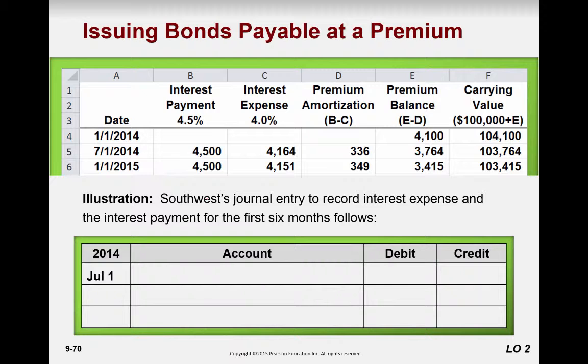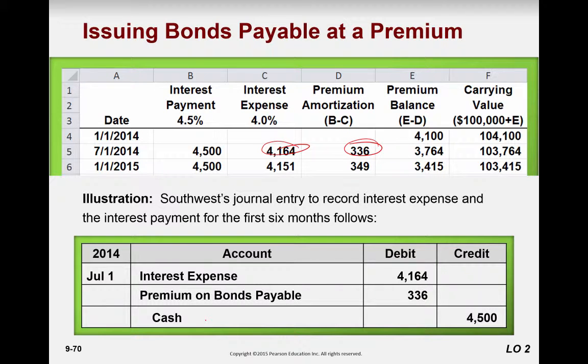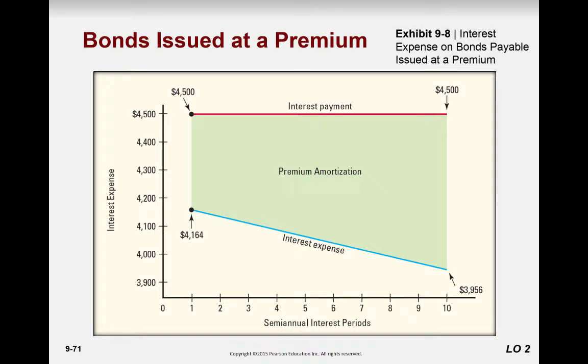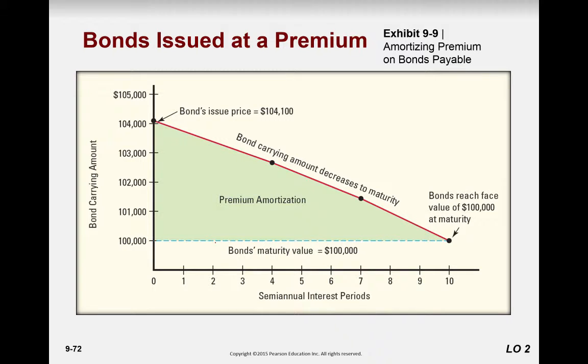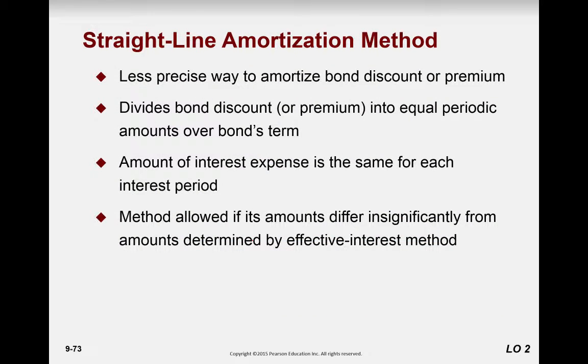So to record the interest, as we did with the discounts, we're going to do interest expense of $41.64. Here's our $336 bond premium. Now we're going to debit that to decrease it to 0 to get our $4,500. And so this is just a visual depiction of what you see. So if you're a visual learner, this might help you.